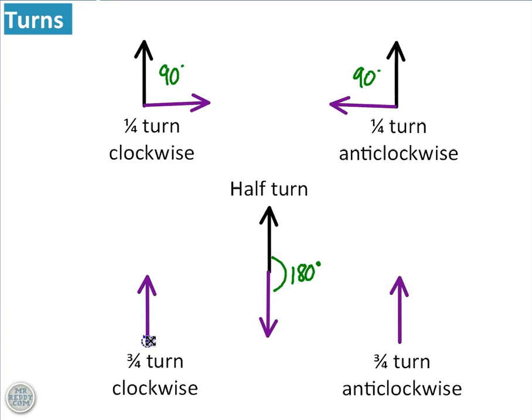A 3/4 turn, exactly as it sounds, if we go clockwise, it's going round 3/4 of a whole turn. So that ends up there. And if we do the same, but do it anti-clockwise, then we would go this way. That's a quarter, that's 2/4, that's a 3/4 turn, and they both measure 270 degrees, which is 3/4 of 360 degrees.